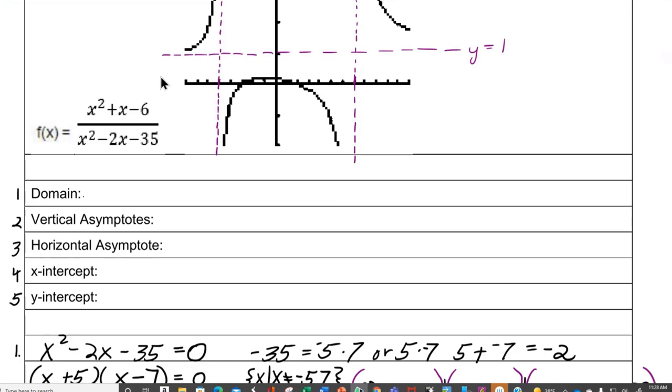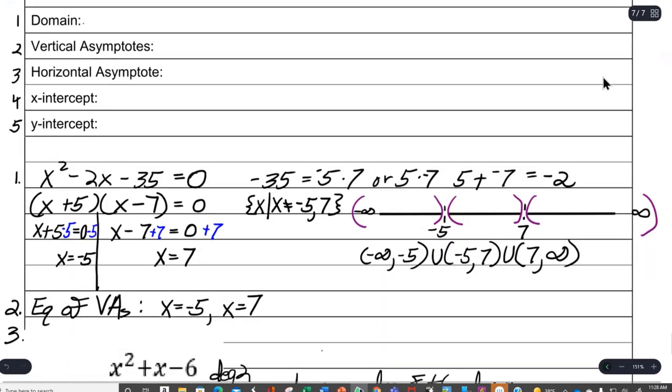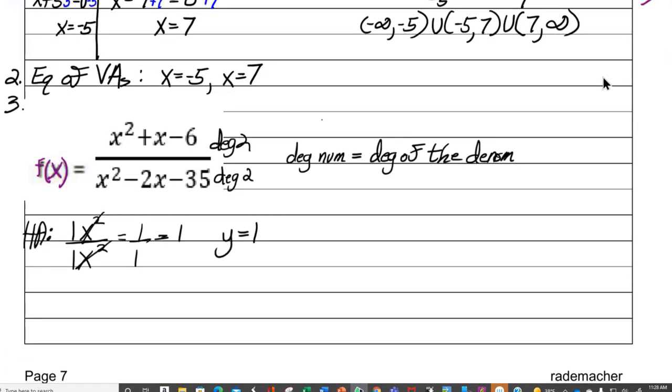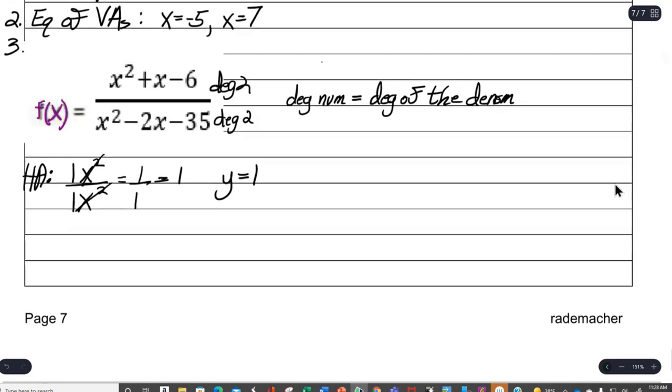Cool. Now, what was that? That was 4. And 5. No, this was 3. Eraser. There we go. Now we're going to do 4. That was the horizontal asymptote, which is 3, 4.